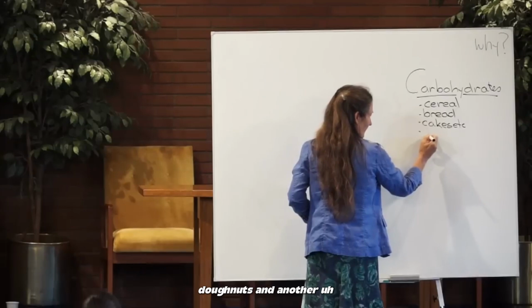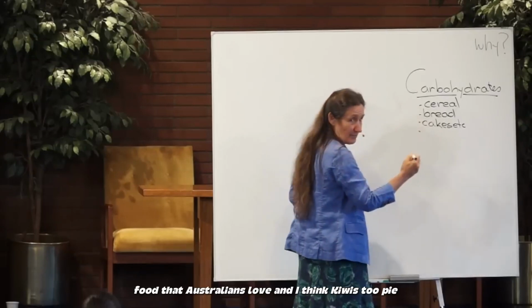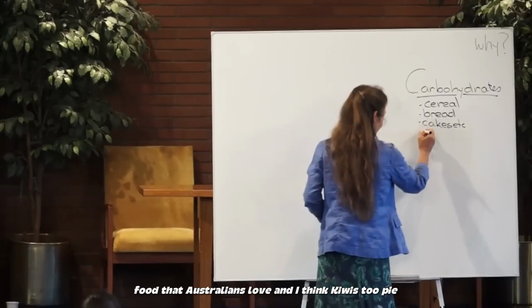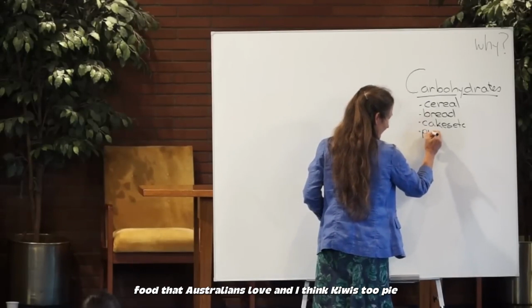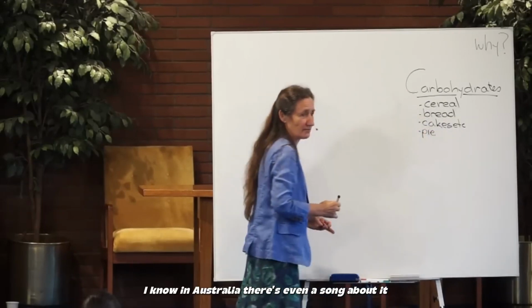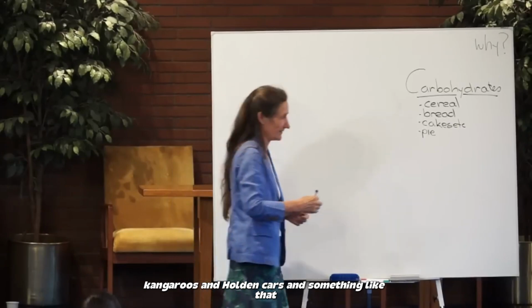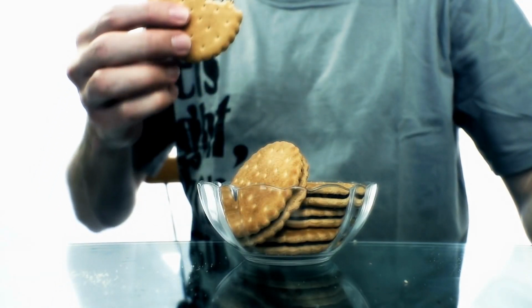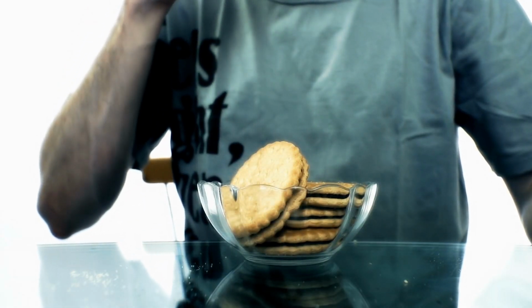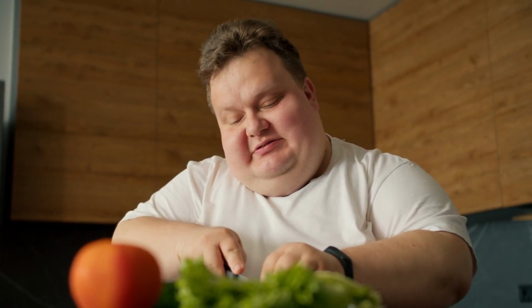And another food that Australians love, and I think Kiwis too, pie. I know in Australia there's even a song about it, meat pies, kangaroos and Holden cars, yeah, something like that. These snacks, often high in sugars and refined carbohydrates, provide a temporary energy boost followed by a rapid decline, leading to further cravings and overeating.